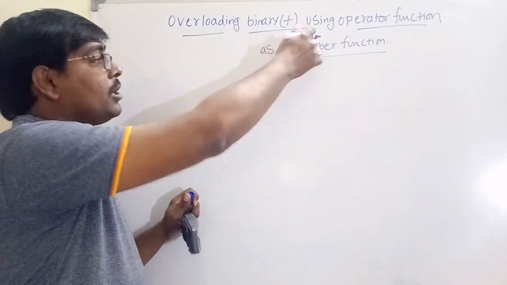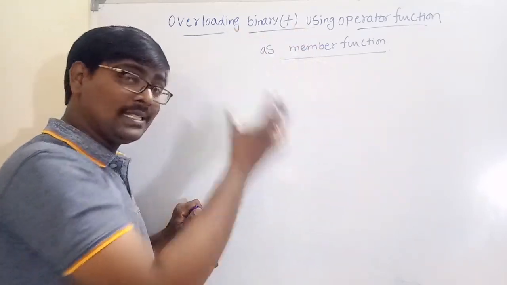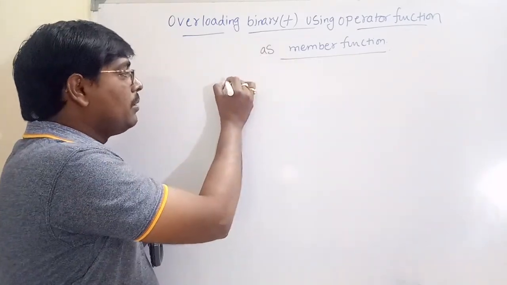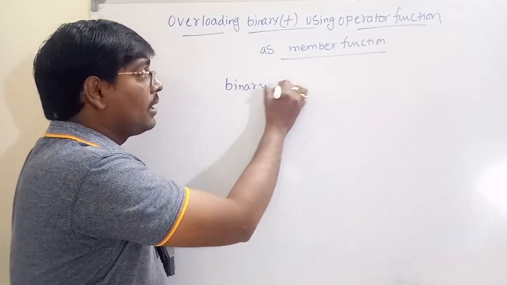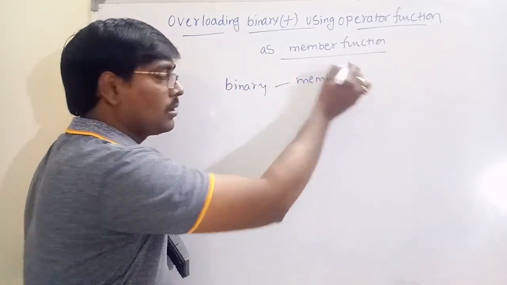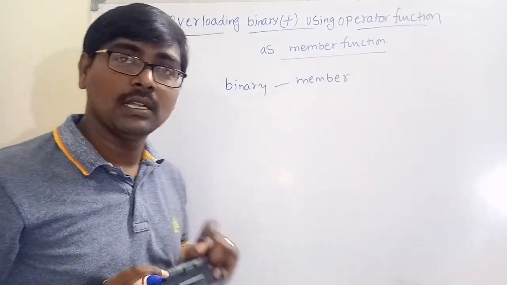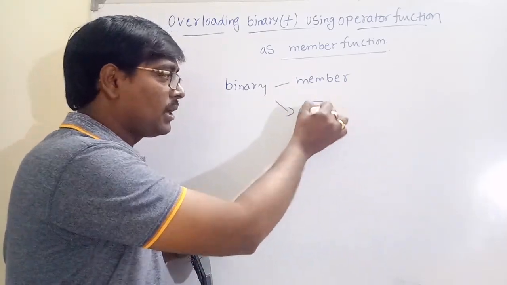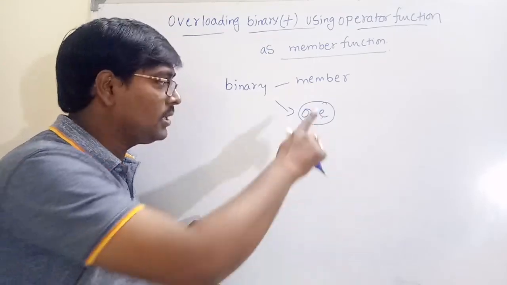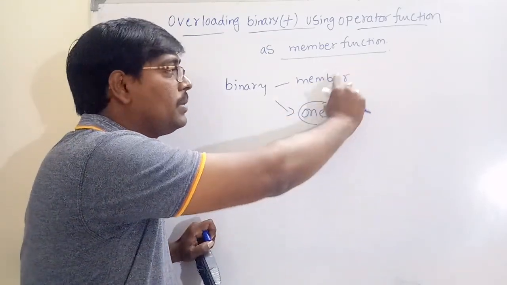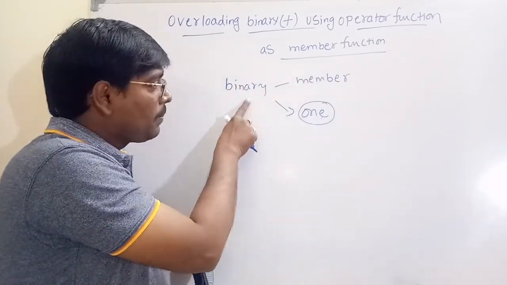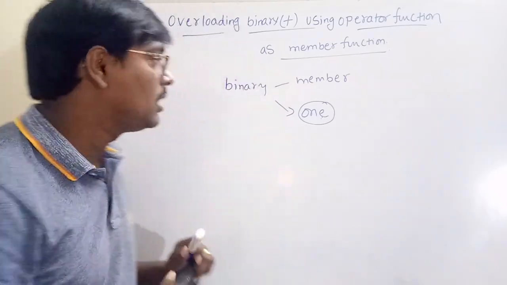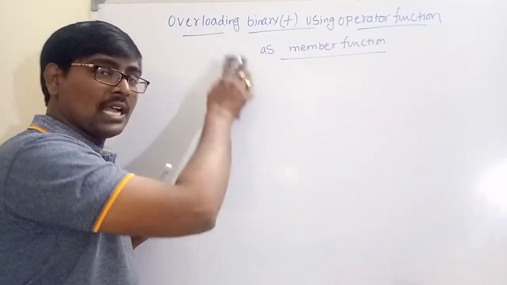Before going to that, what is the syntax? Before implementing the example, remember one point. If you are implementing a binary operator as a member function, how many arguments will the operator function take? The operator function will take one argument. Remember this point: the operator function takes one argument if you are implementing a binary operator as a member. If it is binary and a friend, it takes two arguments.